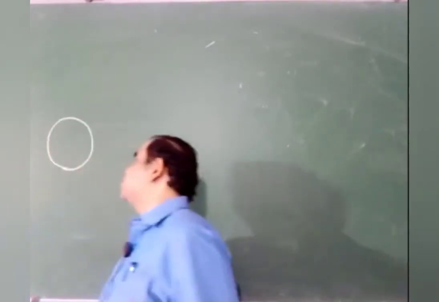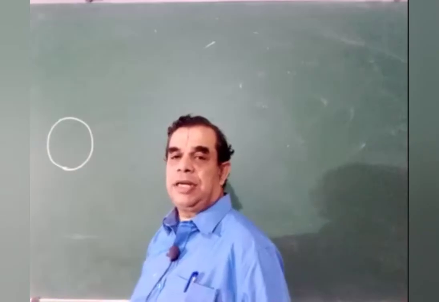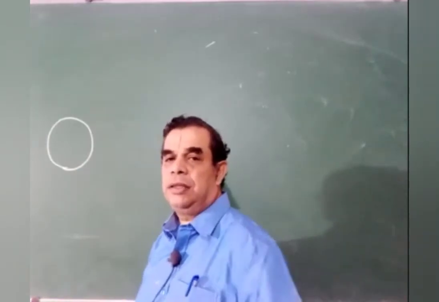We write the numerical. First, the figure. A flywheel is a heavy disc, as I told you in the previous class. Heavy circular disc like this. Heavy circular disc, a flywheel.